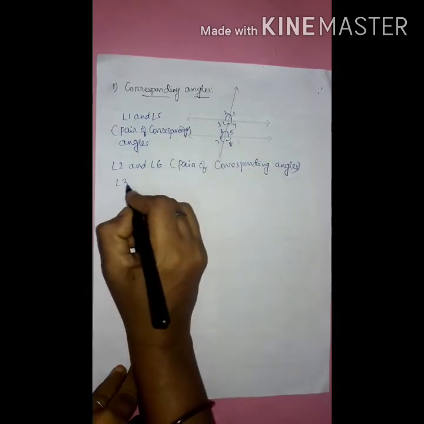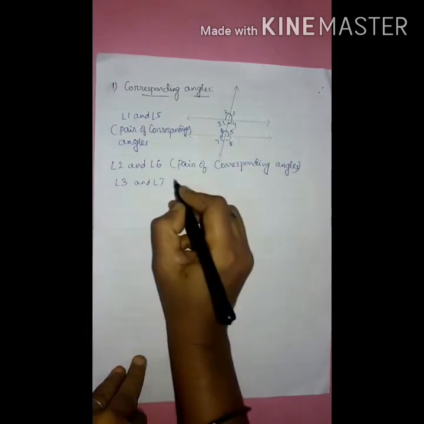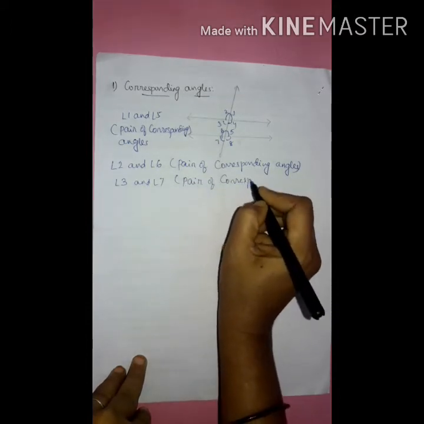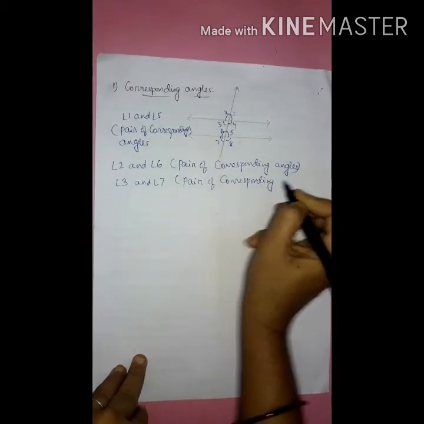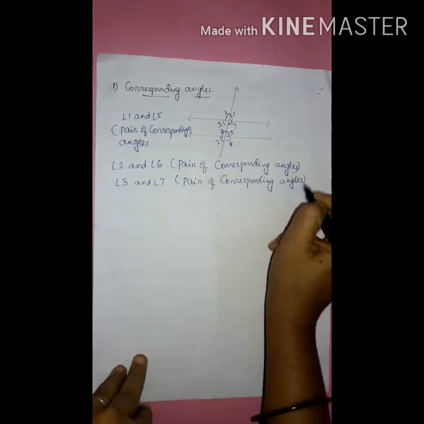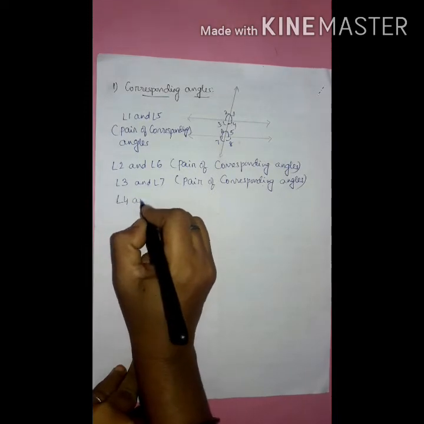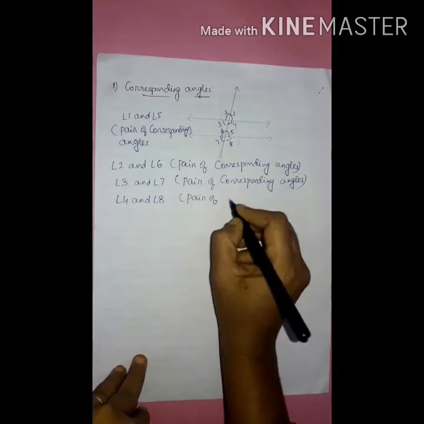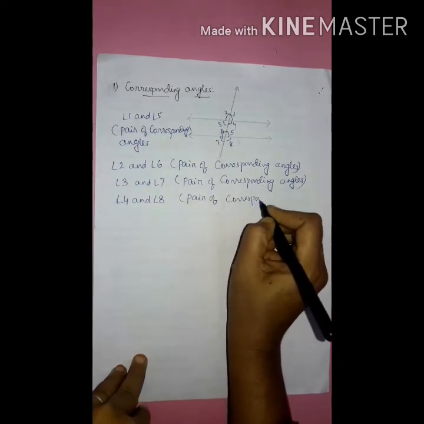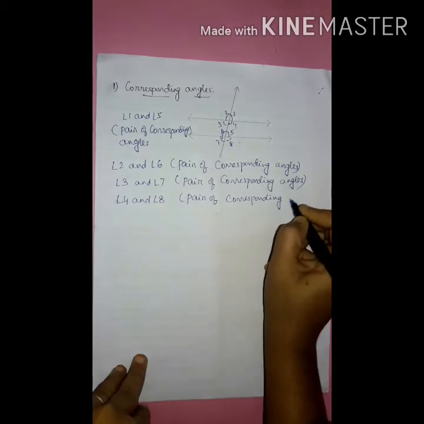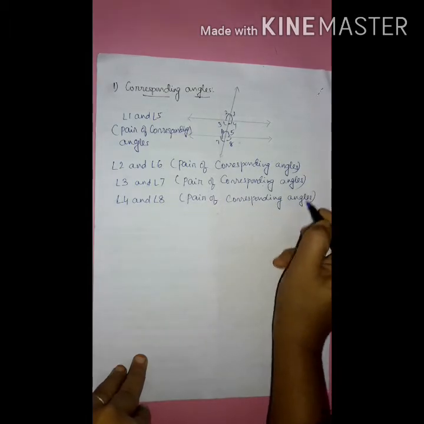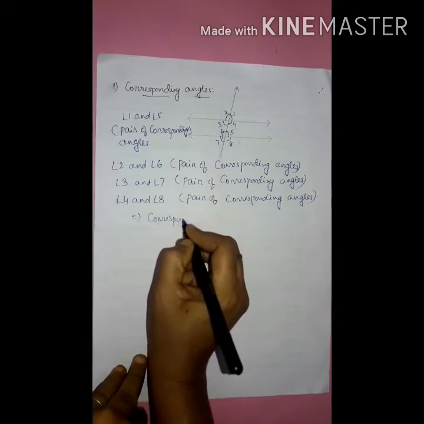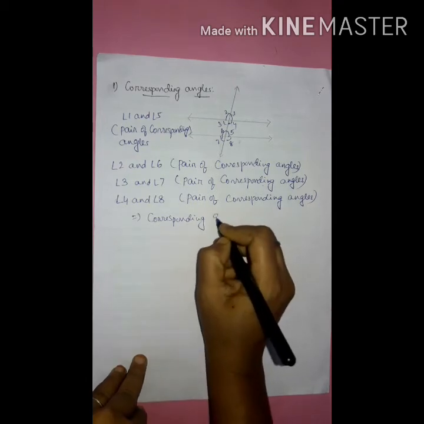Angle 3 and angle 7 are a pair of corresponding angles, and angle 4 and angle 8 are also a pair of corresponding angles. So the pairs of corresponding angles are equal.